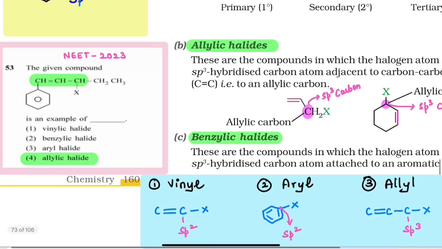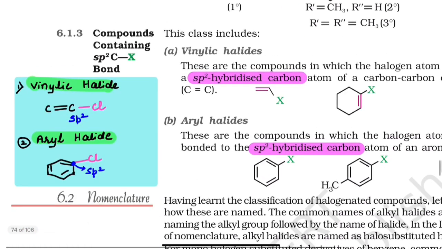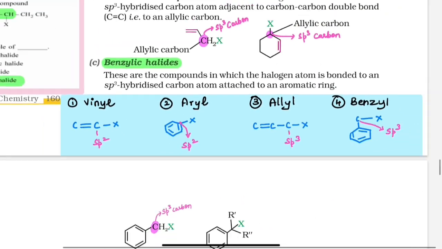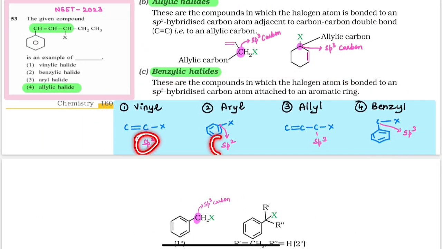Before going through it, we will see what is vinyl and aryl as well. So here you see vinylic halide. Halogen is attached to an sp2 carbon, that is a double bonded carbon atom. And here in aryl halide, halogen will be attached to an sp2 carbon of the benzene ring. So here you can make comparisons. If it is an sp2 carbon, you have to select from these two options. If halogen is attached to an sp3 carbon, then from this you have to choose one.